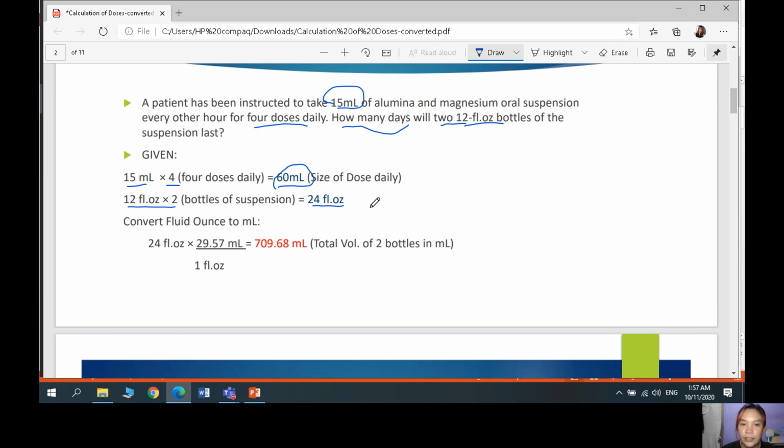And since we notice here we have different units, the dose has 60 ml, and here we have fluid ounce, we need to convert fluid ounce into ml. So 1 fluid ounce is equal to 29.57 ml. Then 24 fluid ounce times 29.57 ml over 1 fluid ounce is equal to 709.68 ml. And that is the total volume of the 2 bottles in ml.